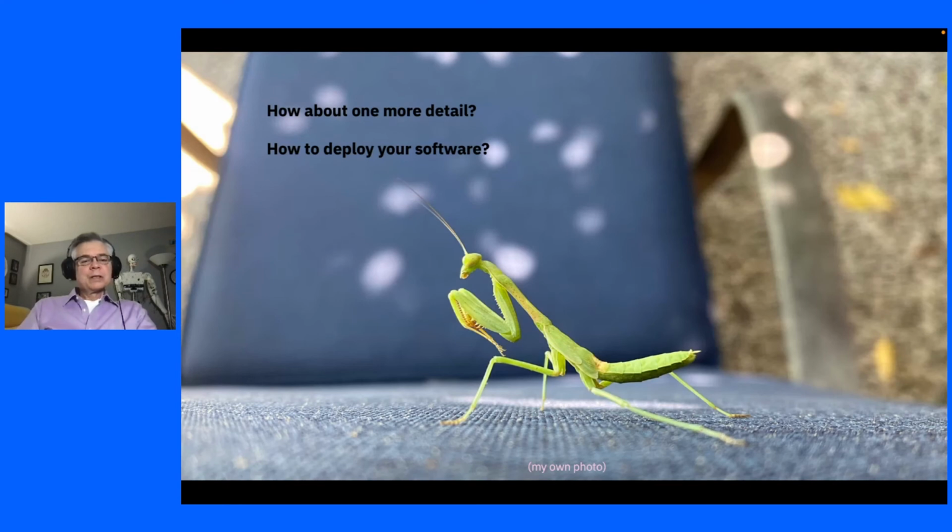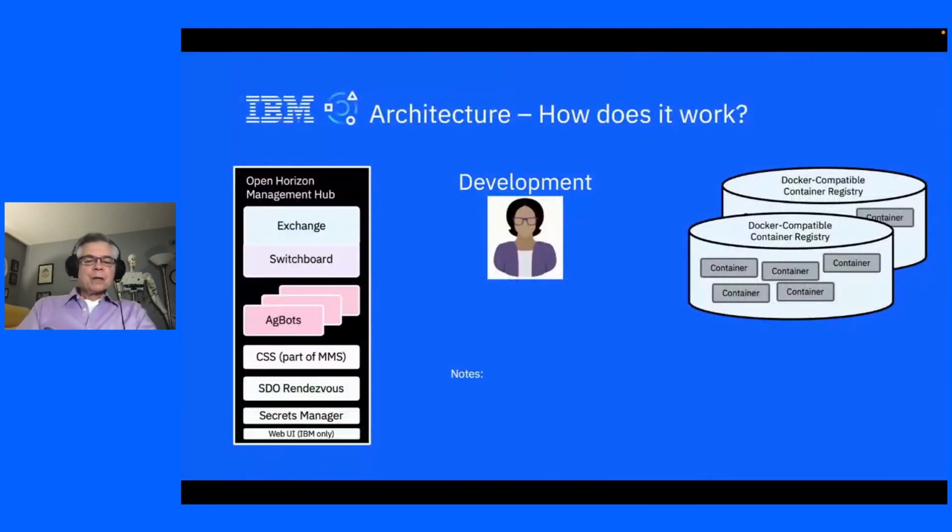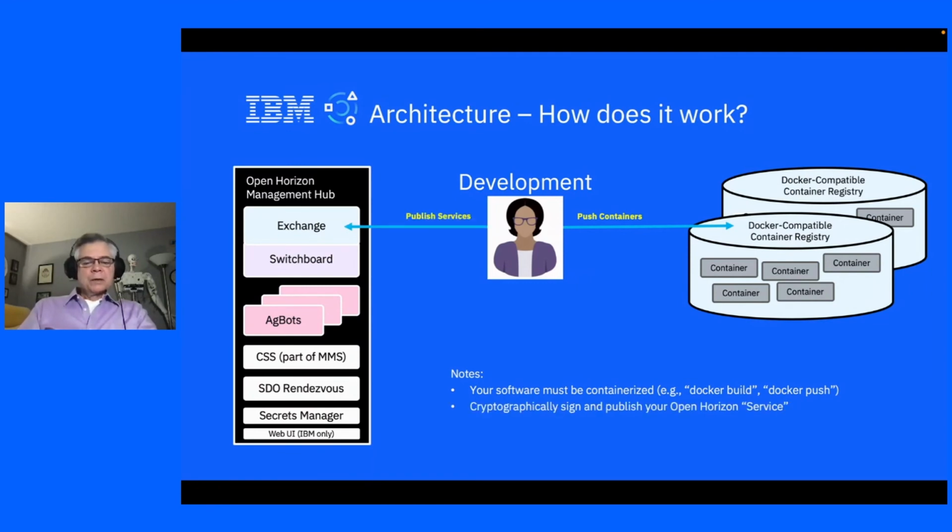So one more little detail: how do you deploy your software? So here's our developer, and she's going to push some containerized software to a Docker compatible registry first. So you have to containerize your software, using commands like docker build, docker push. And then you need to cryptographically sign and publish your Open Horizon service description. So you use a command like hzn exchange service publish to publish a containerized software collection to the exchange to make it available for deployment to edge nodes.